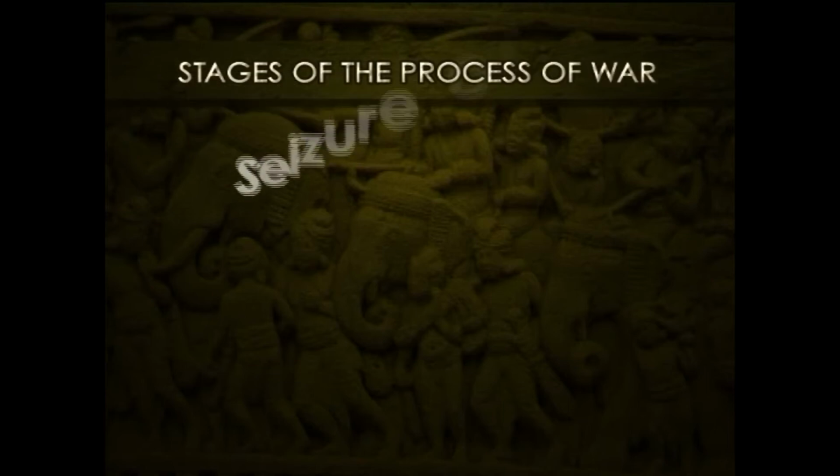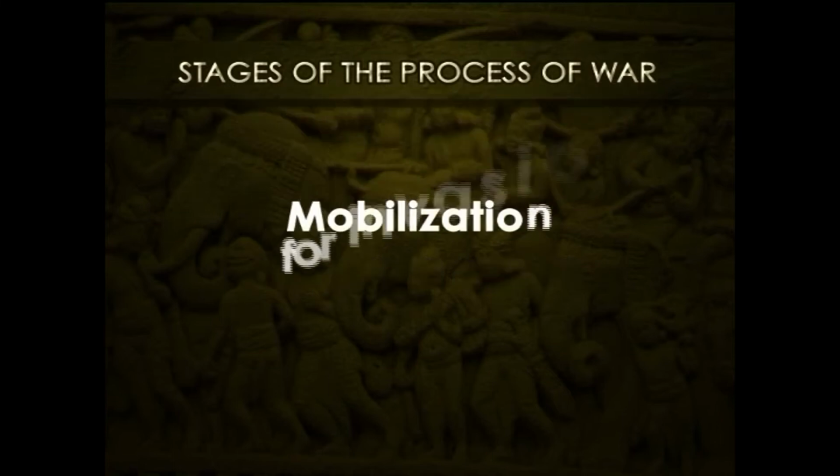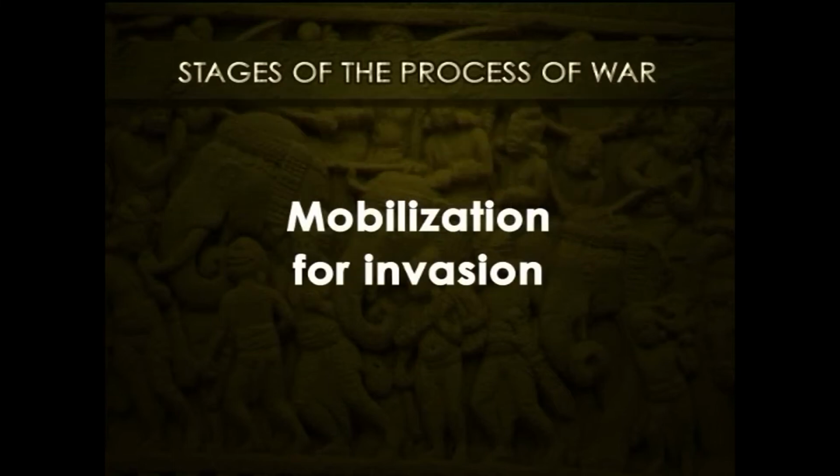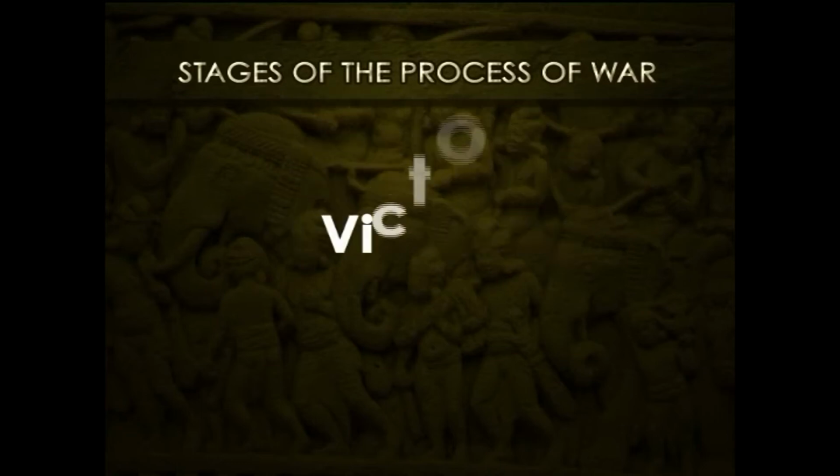Ancient India up to 711 AD. In the early Vedic period, when Indian society was organized in tribal communities, war between communities was normal, with no halberd. Yet in many parts of India, the process of war was divided into 4 stages. Number 1, seizure of the enemy's cattle. Number 2, mobilization for invasion. Number 3, actual fighting. Number 4, victory.